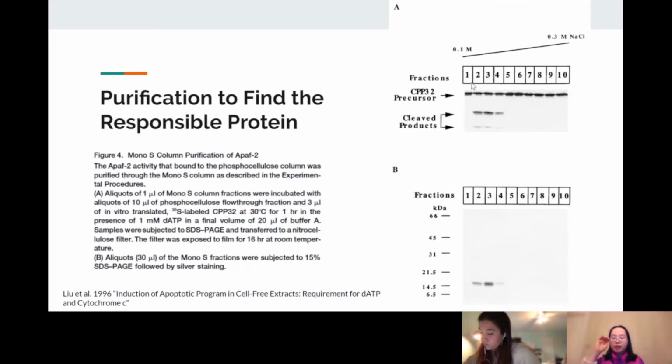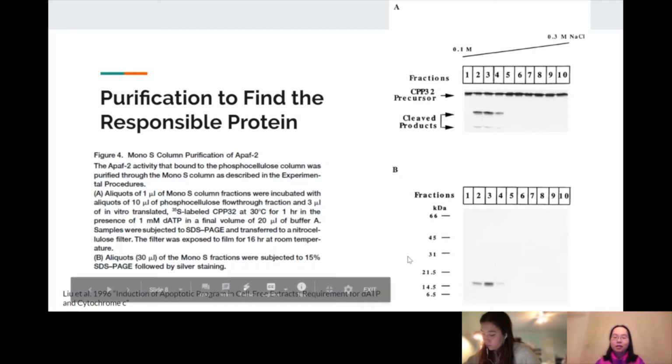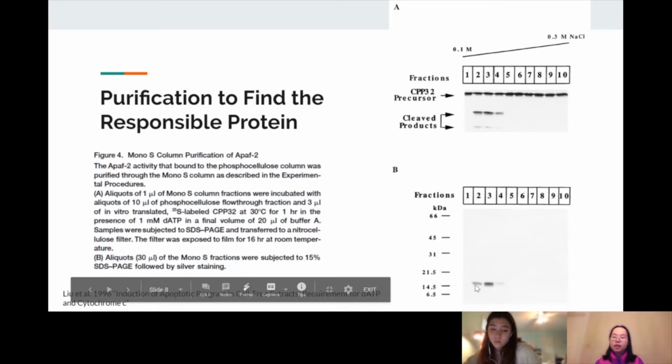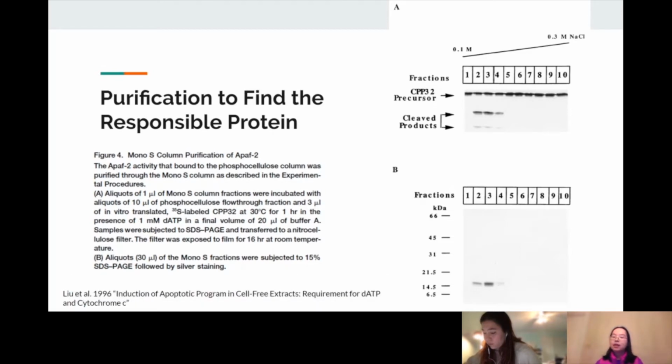So again, I'm giving a simplified overview of the paper. There are more details that if you would like to learn more, you can feel free to read the paper down here. They found in fractions 2, 3, and 4, there was cleavage of the CPP32 precursor. That means whatever is causing apoptosis has got to be in fractions 2, 3, and 4. Everything else didn't have it. And then if you purify that even further, then you can isolate these specific proteins here. You can see that only 2, 3, and 4 have these proteins, and they're the same size. So they're probably the same protein that came down in different density spins.